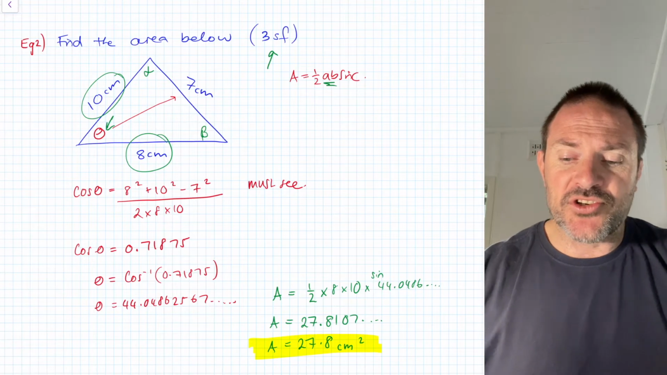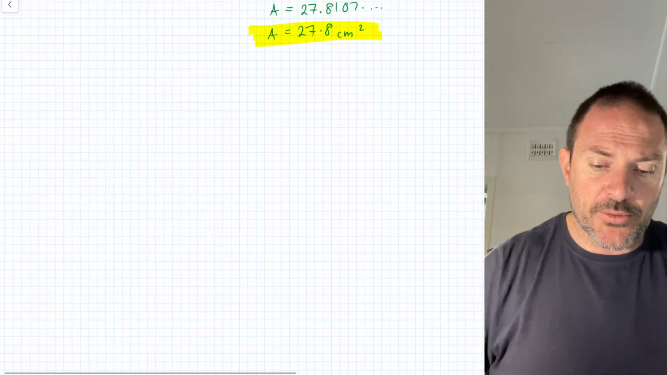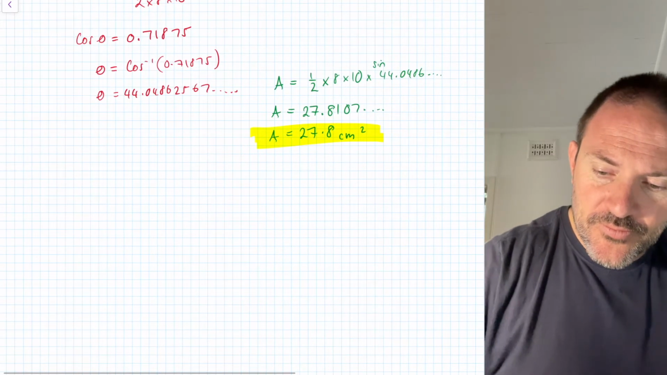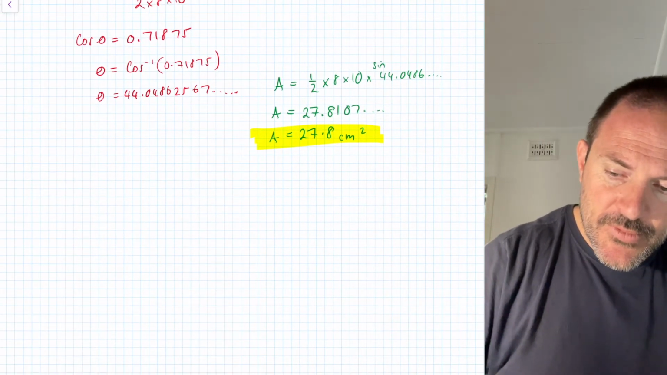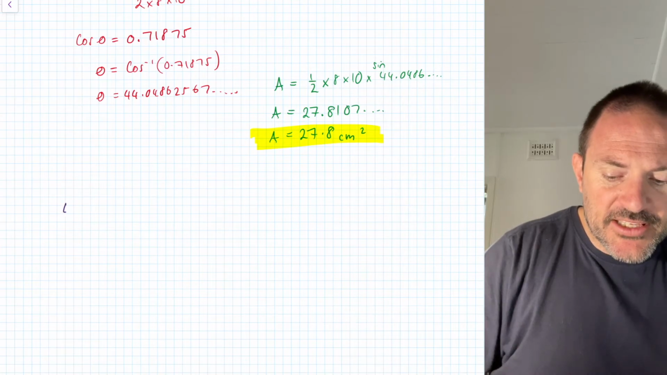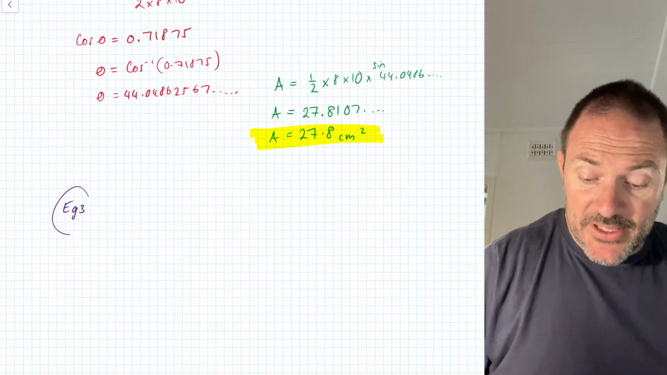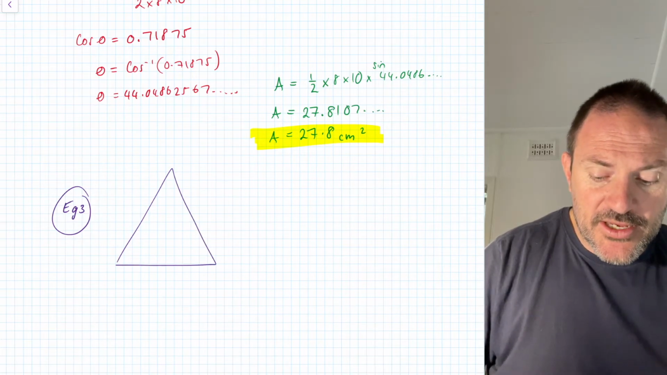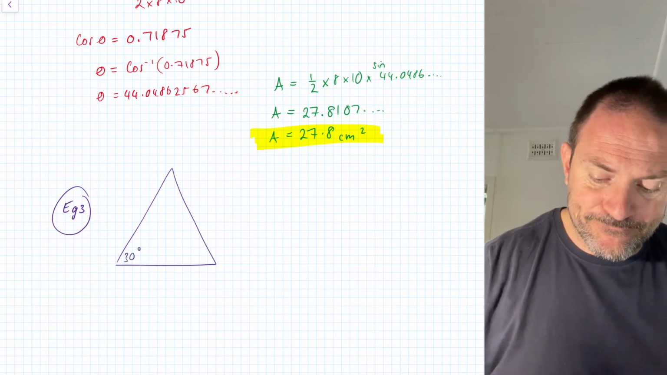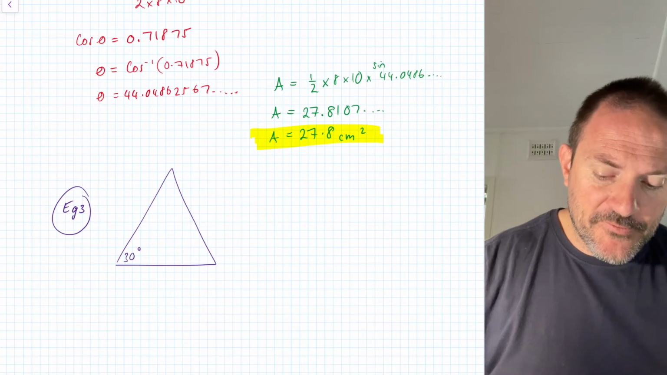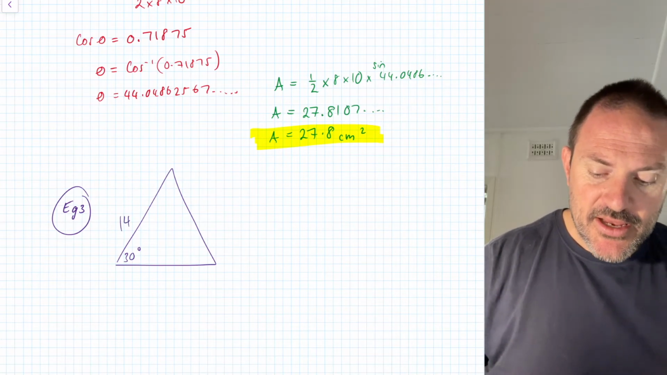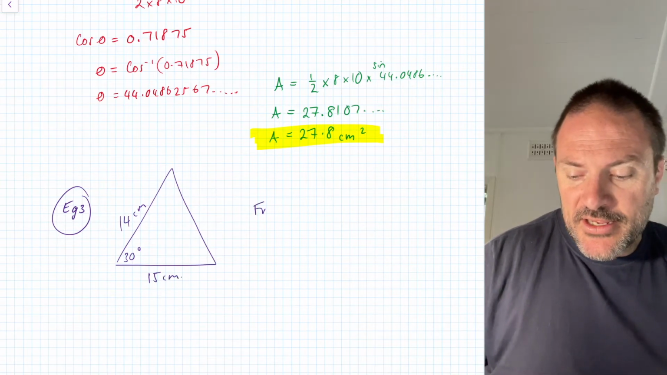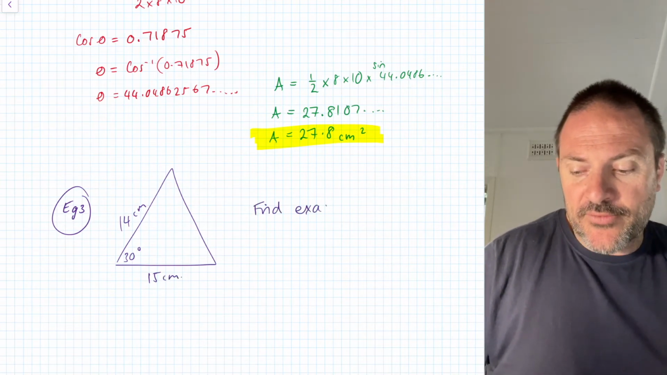The only other question I guess you get is something like this, and because we've got a bit of time, I might throw this one in, e.g. 3. Okay, so example 3, let's make this one up on the spot. Let's do something like this. We'll do 30 degrees, 14 centimeters, and we'll do 15 centimeters, and it says to find the exact area.